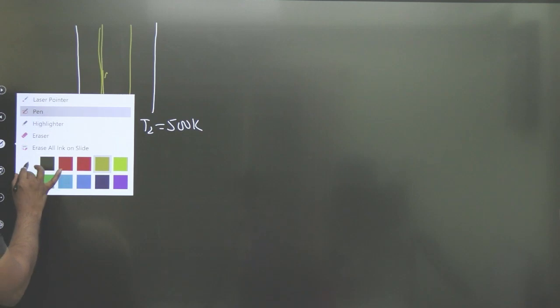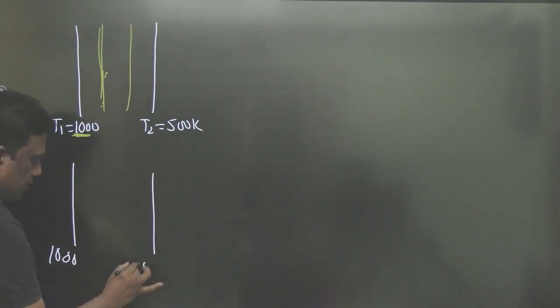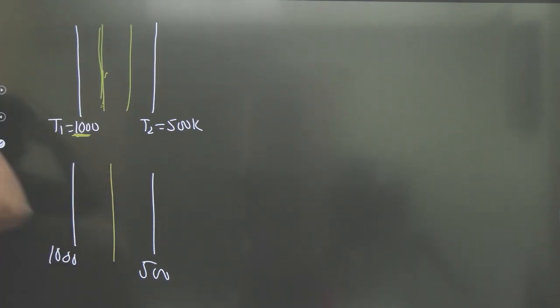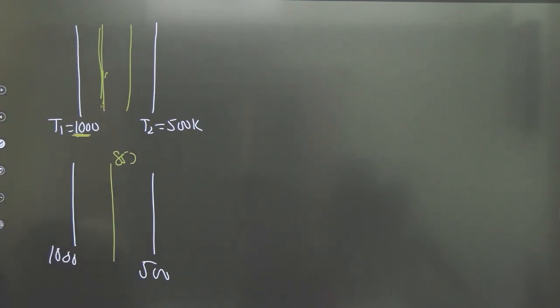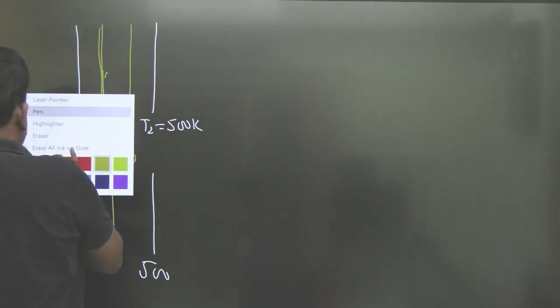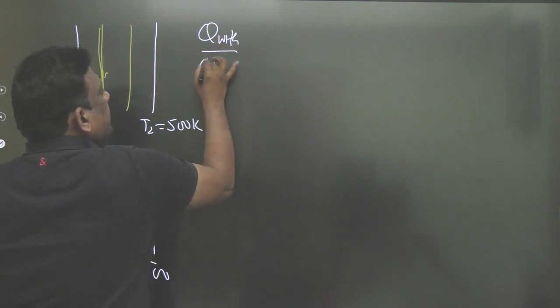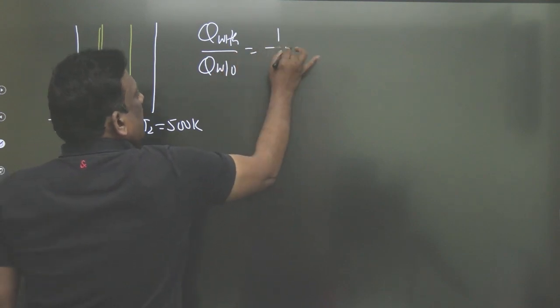Let me explain the concept. This is 1000 and this is 500. If I am using one shield, listen sirs, already you have seen it is 853 point something. No problem at all. Look carefully, I'm using 2 to 3. Now see, what is the heat transfer? Listen carefully. Heat transfer with shield by heat transfer without shield is 1 by n plus 1.